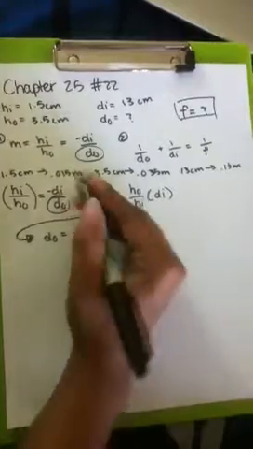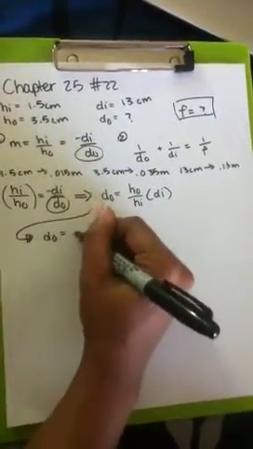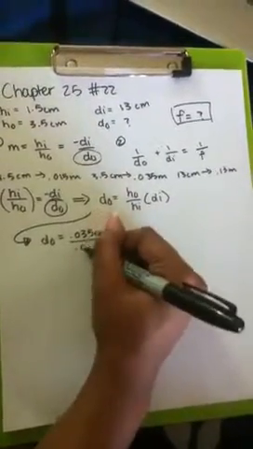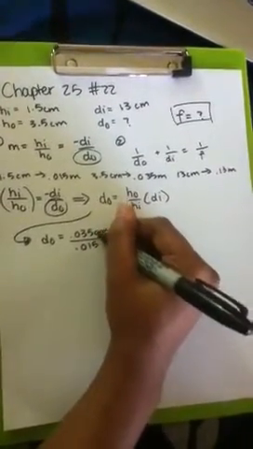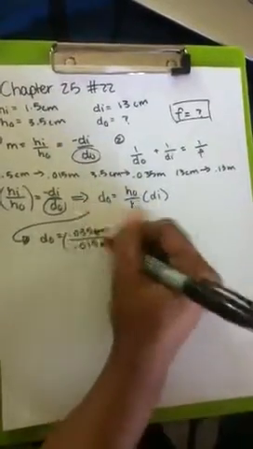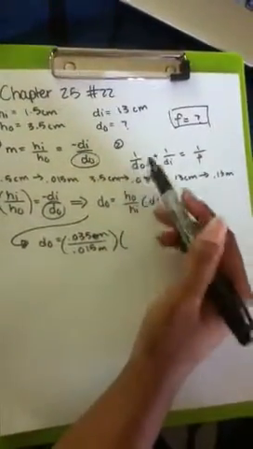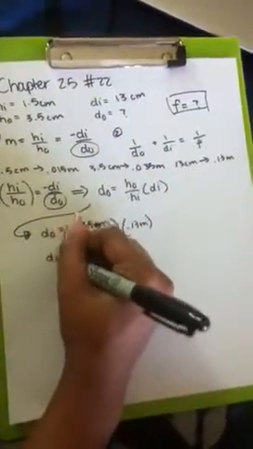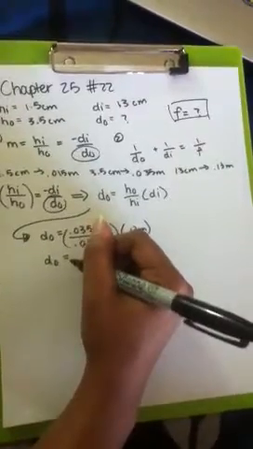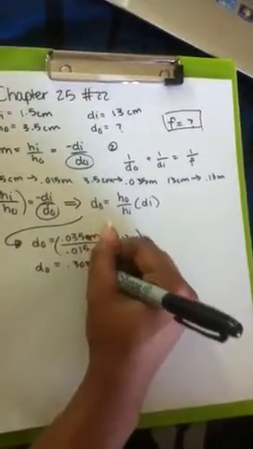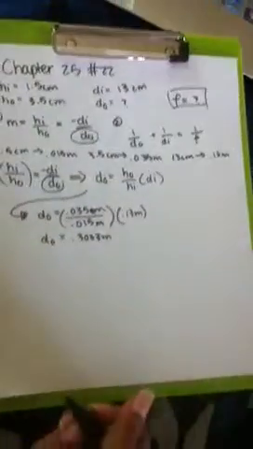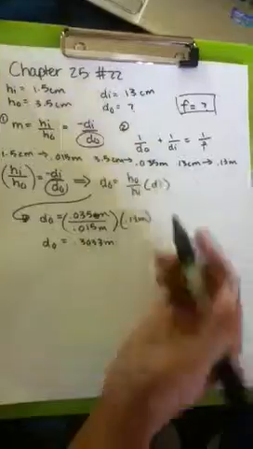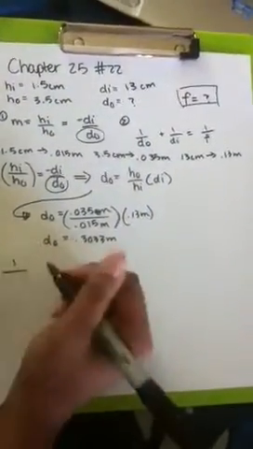Distance of the object is equal to the height of the object, which is 0.035 meters, divided by the height of the image, or 0.015 meters, and then I'm going to multiply by the distance of the image, which is 0.13 meters as well. For the distance of the object, you should get a value of 0.3033 meters. After I find that value, I am going to move on to the second equation right here, and I'm going to just plug in the values.